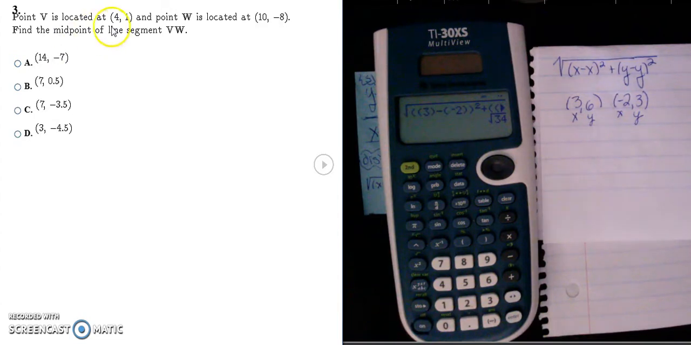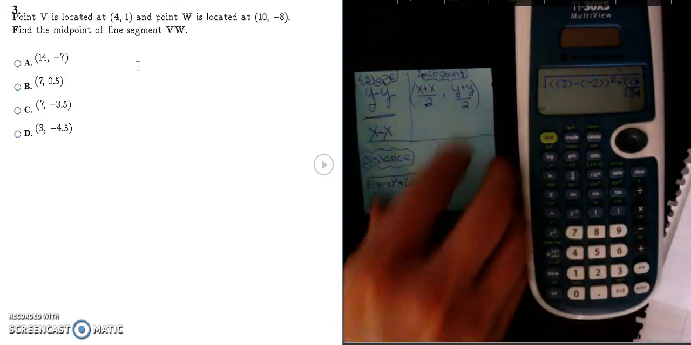This next problem is asking me to find the midpoint. It says point V is located at the point (4, 1), and point W is located at the point (10, -8). It wants you to find the midpoint of the segment VW. So here is our midpoint formula from before.